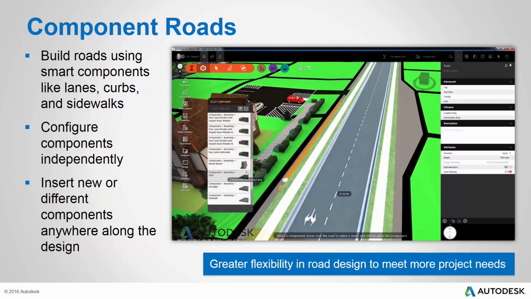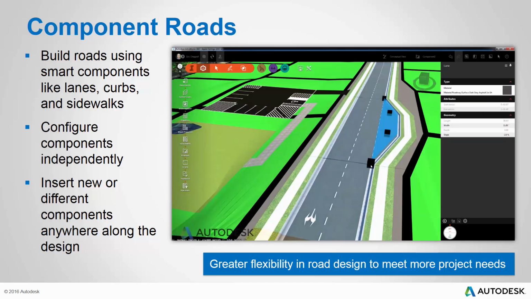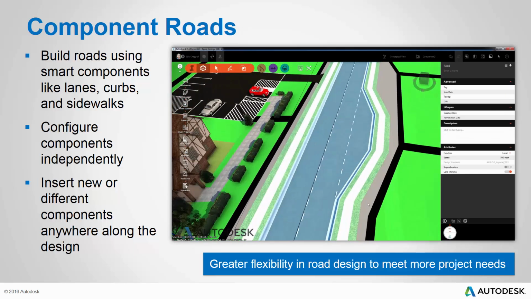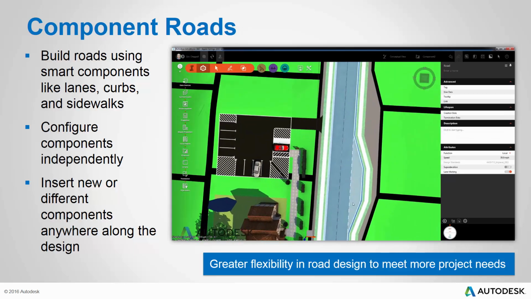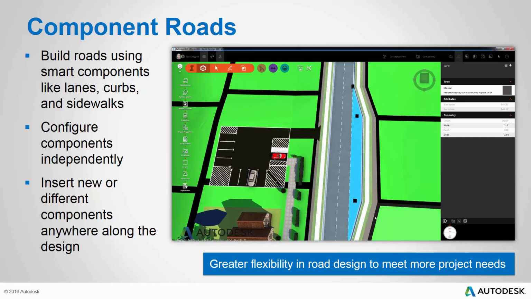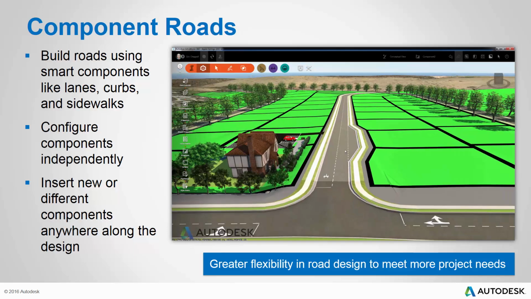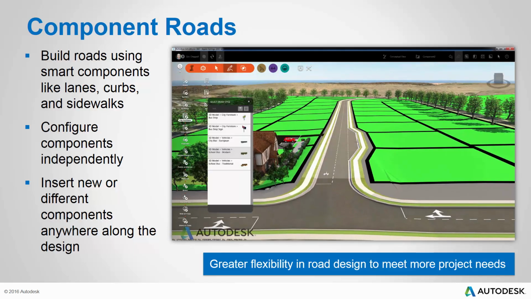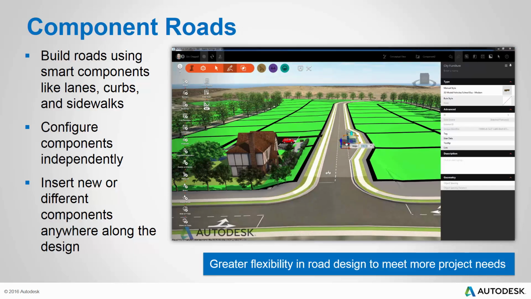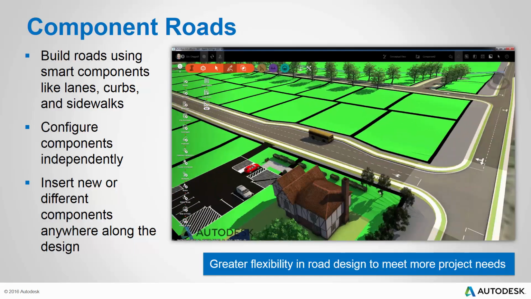Watch as we insert a new lane component to create a bus pull-off to serve our residential development in this example. Not only can we add the extra lane for the bus pull-off, but we also can configure its geometry and other properties to make it fit just the way it needs to in our current project. We can add a bus for a little bit of realism, and just like that, we've got a modification to our design that includes the bus pull-off. Why is this important? It allows you greater flexibility in your road design to meet more project needs.